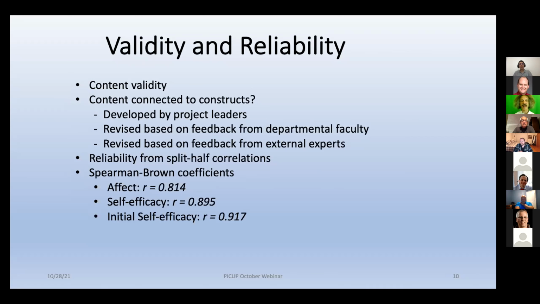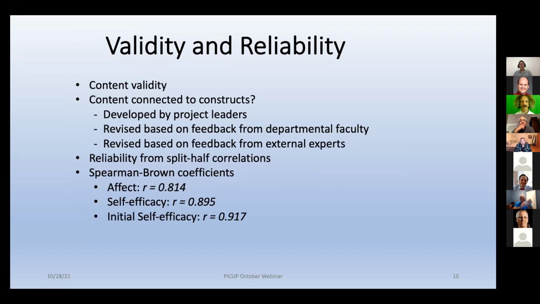Then as far as reliability goes, the kind of gold standard is to have people take the same test multiple times and hopefully answer in the same way. That just seemed awkward in this case because we want them to take it multiple times as they learn. So asking them to take it multiple times without learning anything in between just seemed too awkward. So instead, we've taken the approach of doing split half reliability.